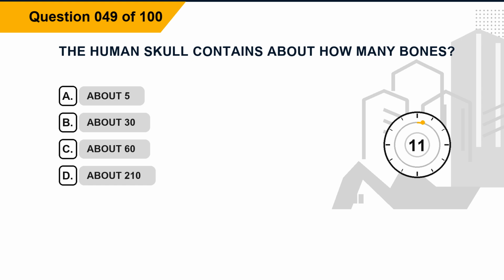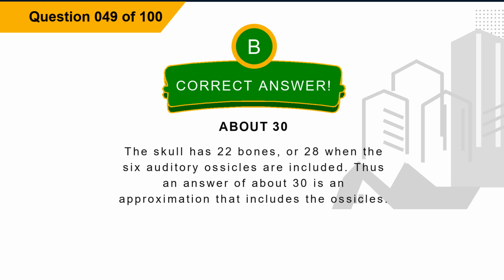Question 49. The human skull contains about how many bones? Option A, about 5. Option B, about 30. Option C, about 60. Option D, about 210. The correct answer is option B, about 30. Explanation. The skull has 22 bones, or 28 when the 6 auditory ossicles are included. Thus an answer of about 30 is an approximation that includes the ossicles.